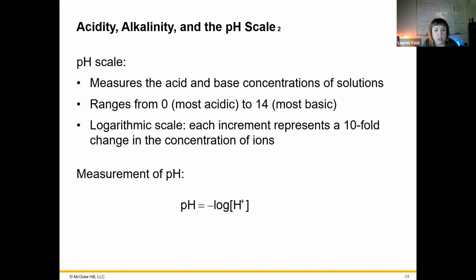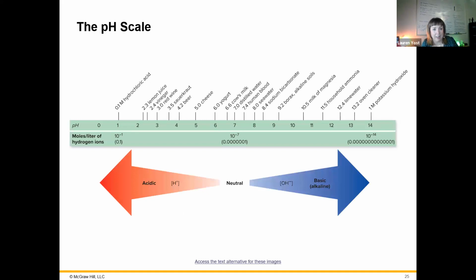So this is just using fewer words to describe what I was trying to describe, but pH is going to measure the acid and base concentration of a solution. It refers to the concentration of hydrogen ions and is a logarithmic scale of that. So it is a base 10 and 10 to the negative whatever. So think of it that way. Never forget that it's 10 to the negative something.